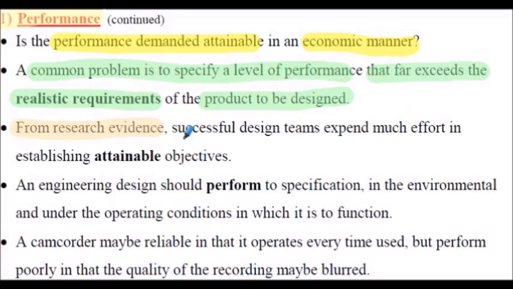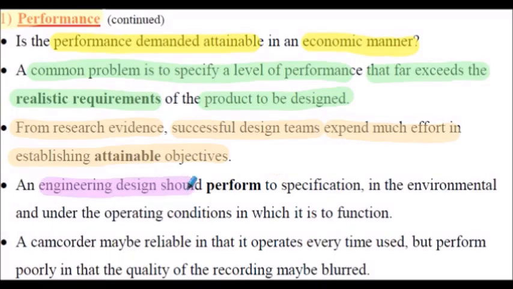From research evidence, successful design teams spend much effort in establishing attainable objectives. Remember, at the PDS stage, we're just typing the document, it's just written words, it's easy to change. A few years down the line when we're in production, it's much more difficult to then suddenly change a specification because we now realise that it's not attainable within the confines of our cost or our timescales, etc.